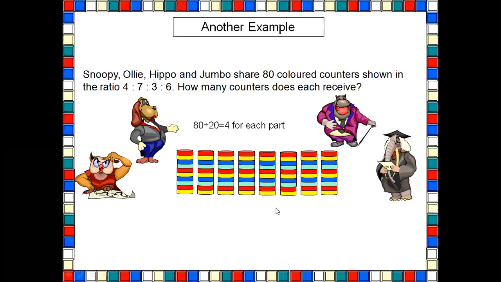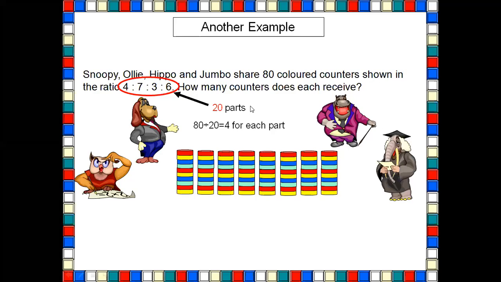So the total number of counters is 80. All the parts in the ratio, 4 and 7 and 3 and 6, if you add them all together, you get 20. Now Snoopy will get 4 parts of the counters, not 4 counters, be careful. Ollie will get 7 parts, Hippo 3 parts, and Jumbo 6 parts from the 80 colored counters.